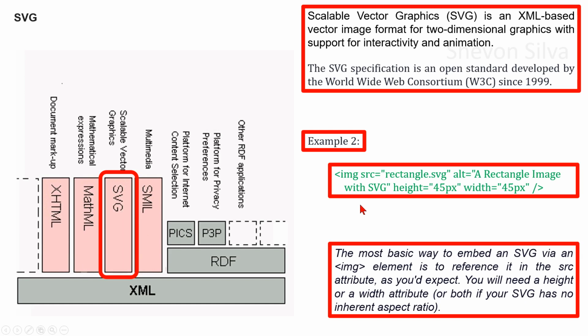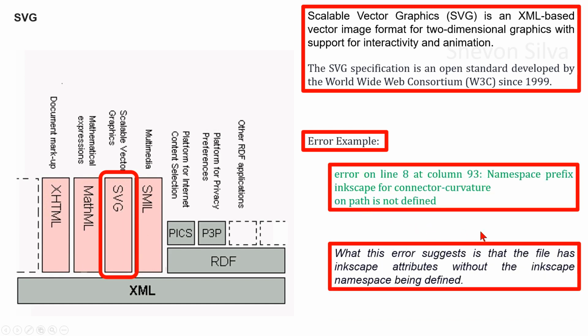As an error example, we can consider the following error. Error on line 8 at column 93. Namespace prefix inkscape for connector-curvature on path is not defined. What this error suggests is that the file has Inkscape attributes without the Inkscape namespace being defined.